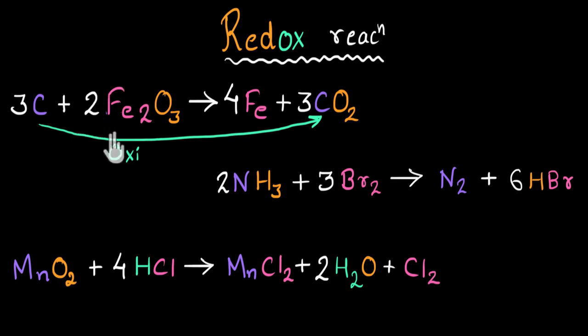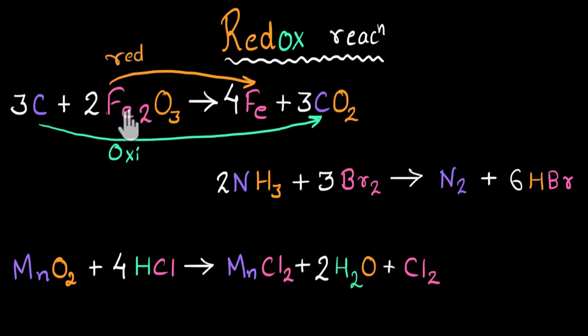Now let's focus on iron. See, iron was combined with oxygen, but during the course of reaction, iron has lost all of its oxygen. So iron is losing its oxygen. And we know that loss of oxygen is reduction reaction, reduction.